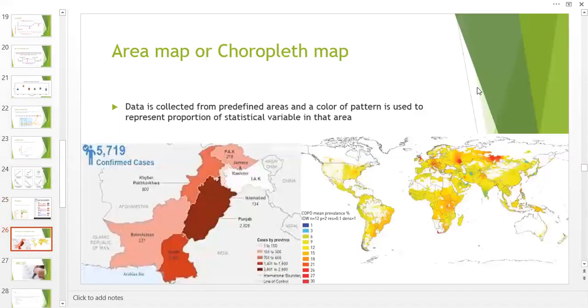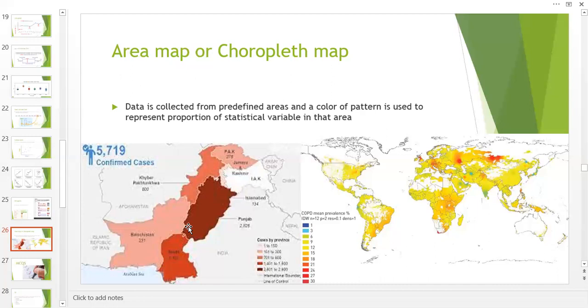Now, another method is the area map or choropleth map. These are made by software. The most commonly used software is Geographical Information System. Data is collected from predefined areas, and a color pattern is used to represent the proportion of a statistical variable in that area. For example, this is an area map of Pakistan.